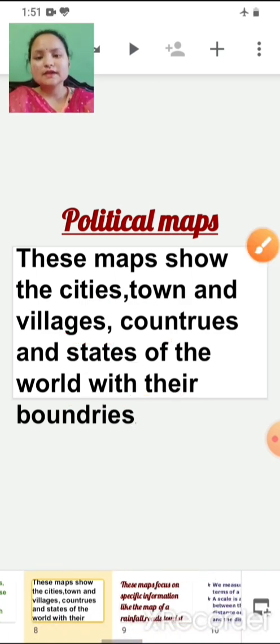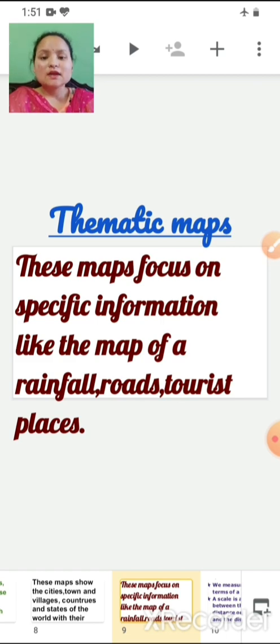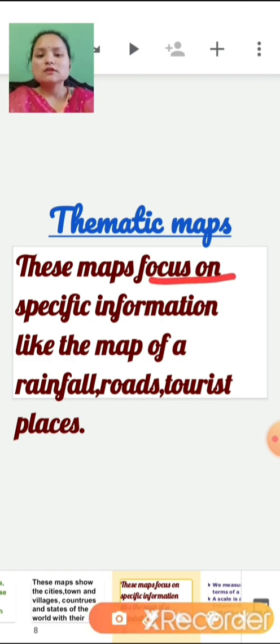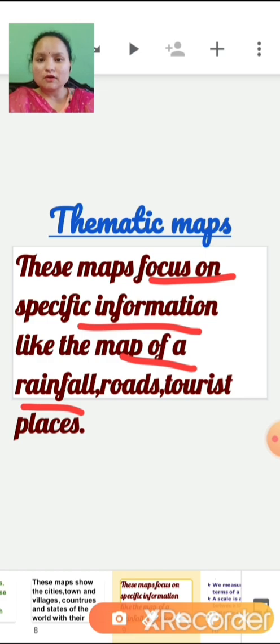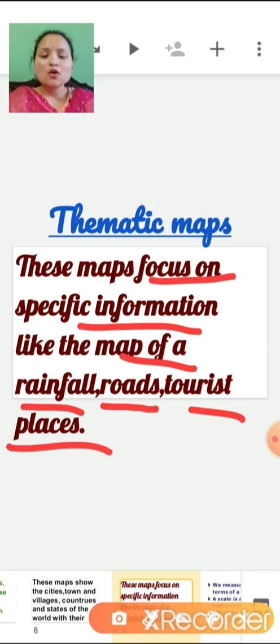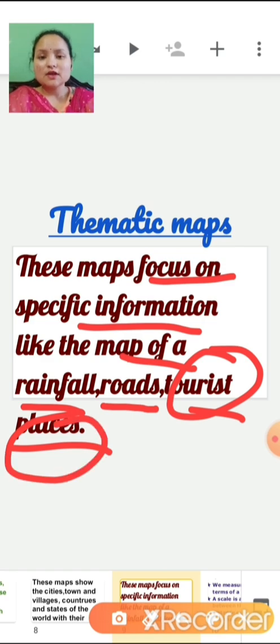Okay, then next is your thematic maps. These maps focus on specific information or particular information, like the map of rainfall, map of roads, map of tourist places, right? If you want to go for vacation, which map will you take with yourself? Which map will you pick? You will pick the tourist places map, right? So that you can easily find which tourist place I have to visit, right?